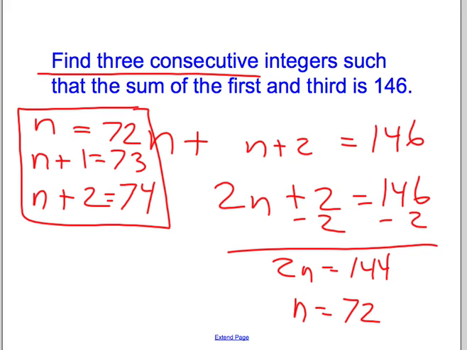Alright. Yes? So every time we do a problem we have to write down the n plus 1, n plus 2 every time? Yes. And then you have that written down in your mind.